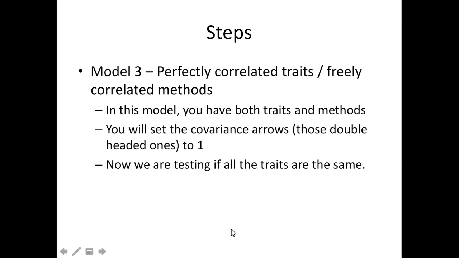Model 3, compared to model 1. Okay, so we're comparing everything to model 1. That's going to be different from when we talk about multi-group models where things are compared in successive order. So everything is still compared to model 1. We've got perfectly correlated traits and freely correlated methods. So we're going to have traits and methods both sides again, but we're going to set those double-headed covariance arrows to 1 on the traits side. Okay. And this implies that the traits are all the same.